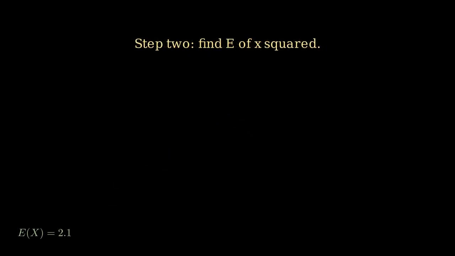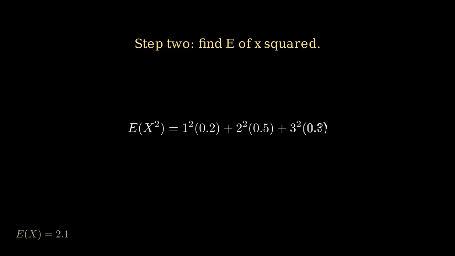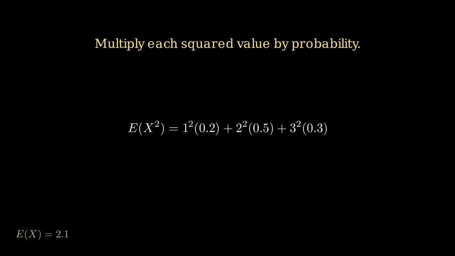Step 2, let's find the expectation of x squared. Expectation of x squared equals 1 squared times 0.2 plus 2 squared times 0.5 plus 3 squared times 0.3. Let's work through that sum one term at a time.